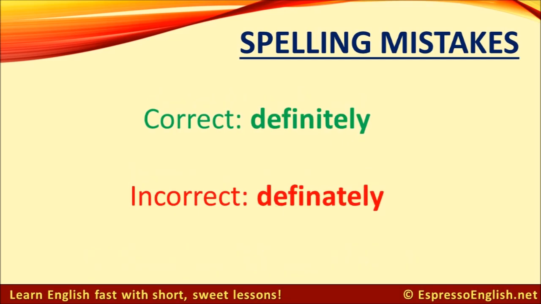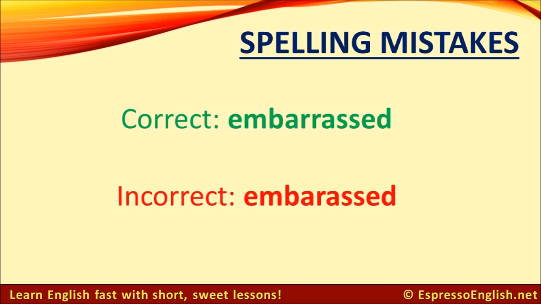Here's another word which you definitely shouldn't misspell. The word definitely does not have an A in it, okay? It's spelled with I's and E's, but not an A. If you make a mistake, you might be embarrassed. The word embarrassed has 2 R's and 2 S's. That's true for the words embarrass, embarrassed, and embarrassing. All of them have 2 R's and 2 S's.